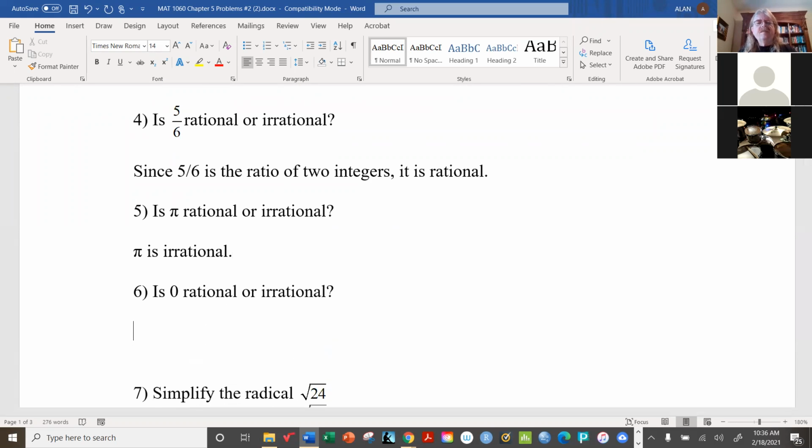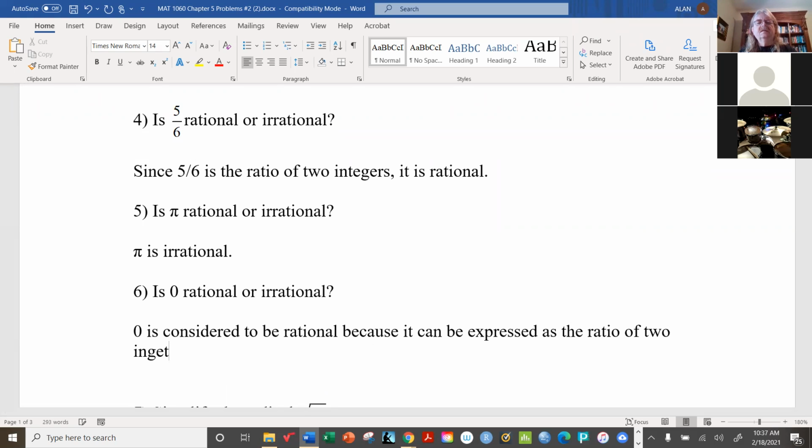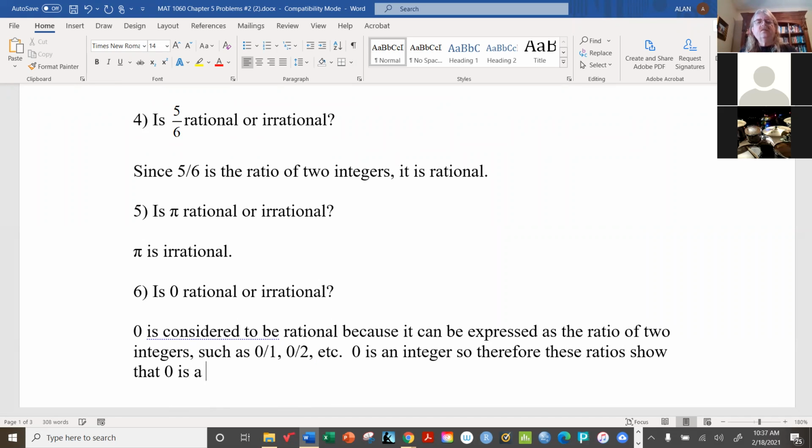Very well. Now, 0 is considered to be rational because it can be expressed as the ratio of two integers, such as, for example, 0/1, 0/2, etc. And of course, 0 is an integer. So therefore, these ratios show that 0 is a rational number.